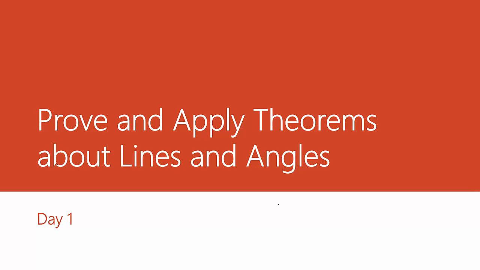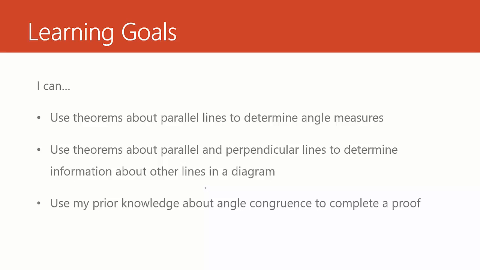All right, so this is day one of Target 3B, and we're going to be doing proving and applying theorems about lines and angles. So for your learning goals, you can use theorems about parallel lines to determine angle measures. We've kind of done this one before, so this is going to be more of a refresher than anything. Use theorems about parallel and perpendicular lines to determine information about other lines. This is really pretty easy. And then use my prior knowledge about angle congruence to complete a proof.